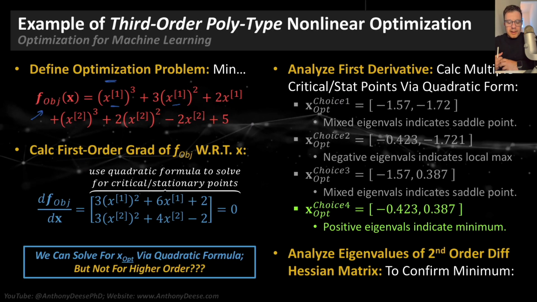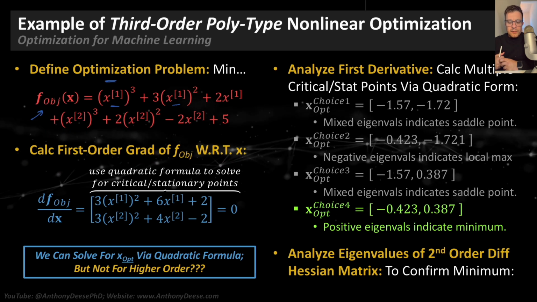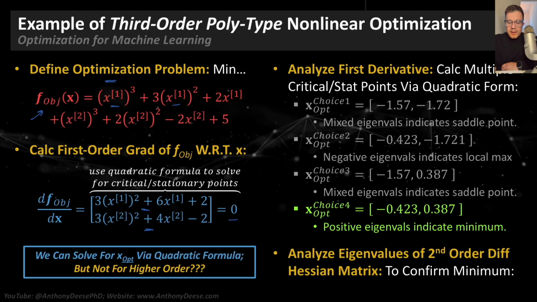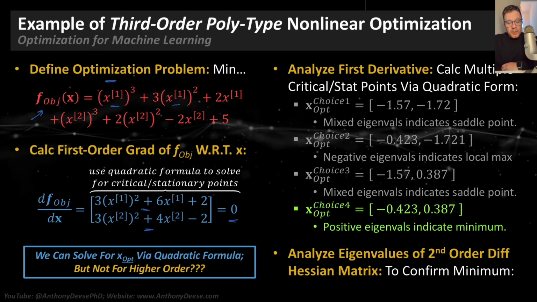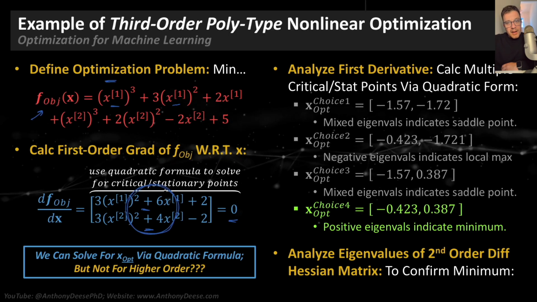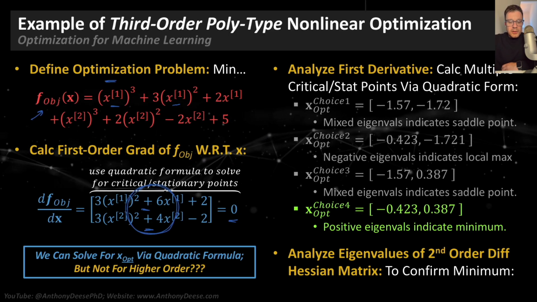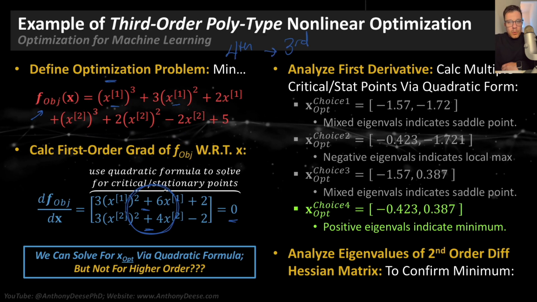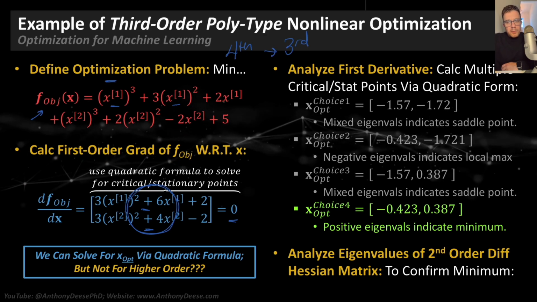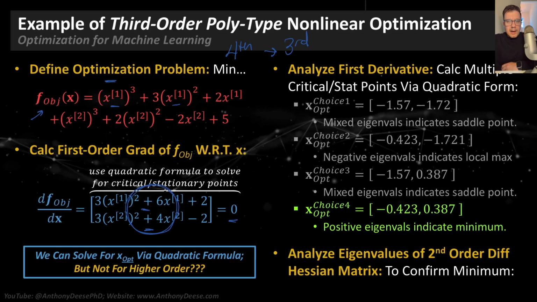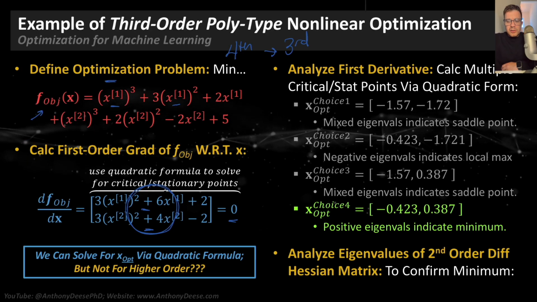We then calculate the first order gradient of the objective function with respect to x, and that yields two second order polynomials that we set equal to 0. Now the nice thing with this example is we can still use the quadratic formula to solve this. But as we move on to higher order polynomials, so let's say a fourth order polynomial that would yield a third order polynomial gradient, we wouldn't be able to apply the quadratic formula for those, and we don't have a higher order counterpart. We don't have a cubic formula that we can use to solve them.